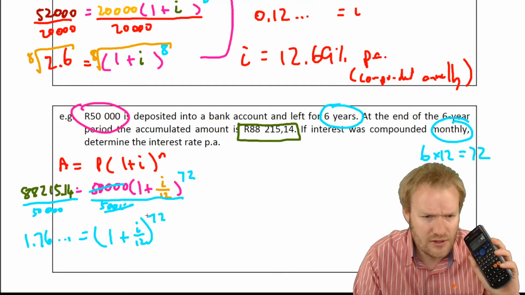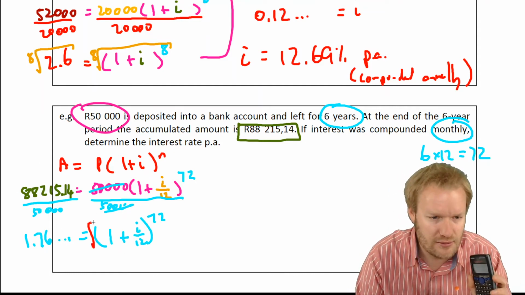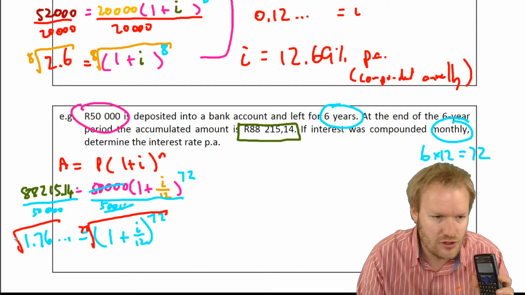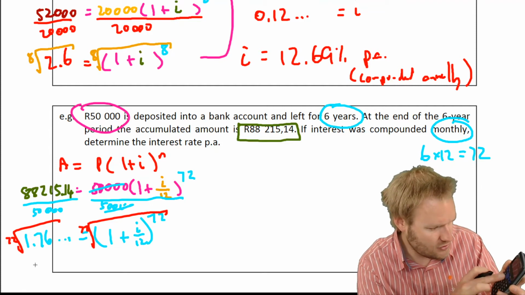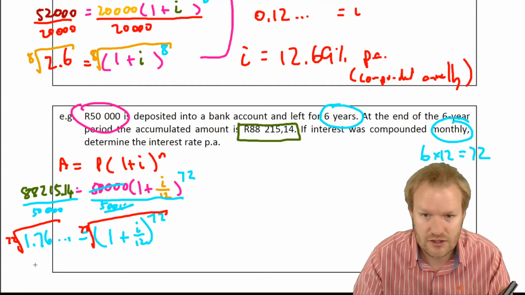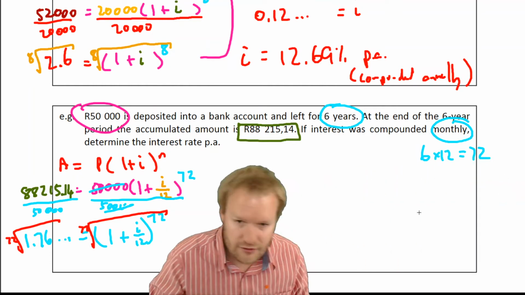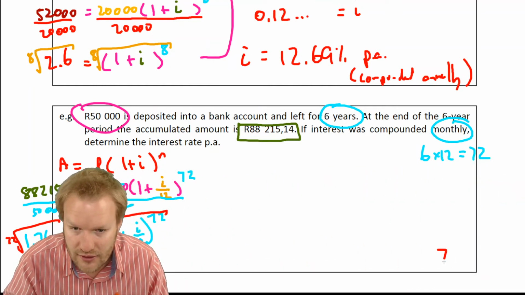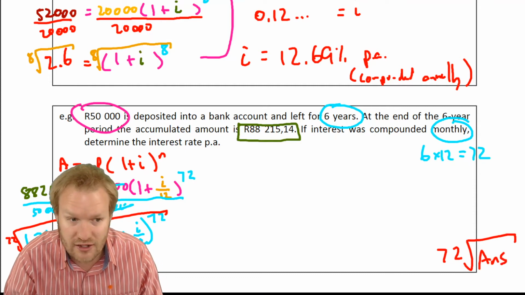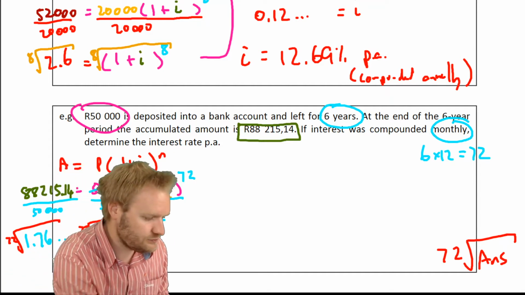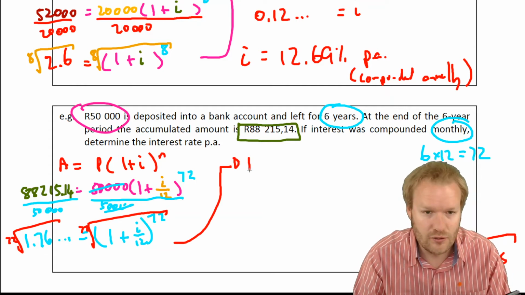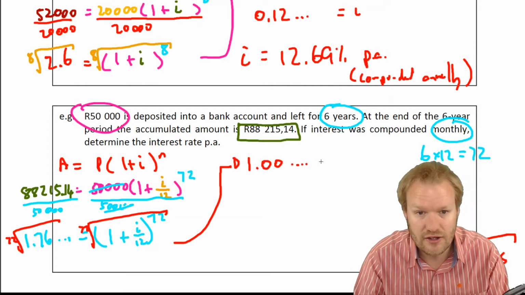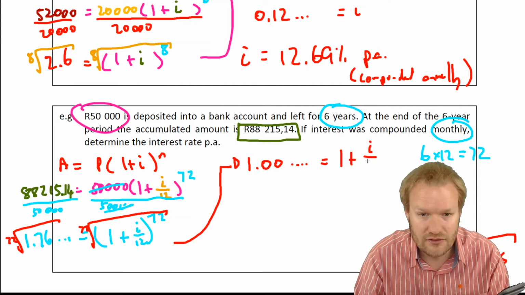Okay, next up, the 72nd root, right? That's what we did last time, so we're going to take the 72nd root on both sides. So, shift, root 72 of Ans. What I'm doing there in the calculator is taking the 72nd root of Ans, because this bit is in Ans, it's 1.76... Okay, so we get 1.0079 equals 1 + i/12.